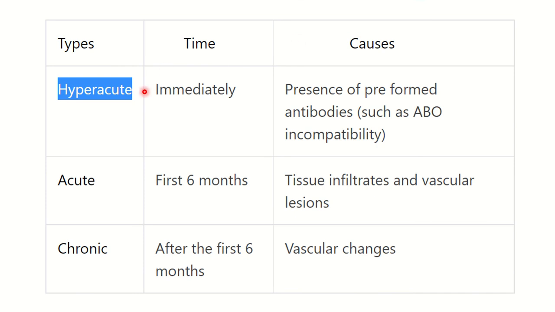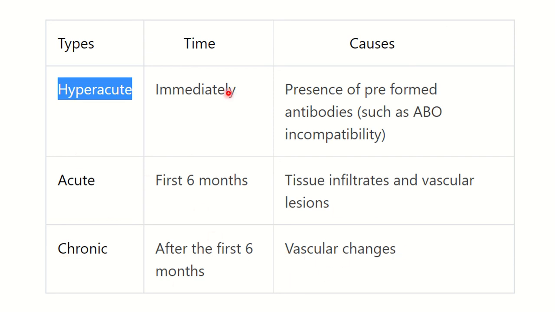So here we can see the types of graft rejection: hyperacute, acute and chronic. There are three types of graft rejection. In case of hyperacute rejection, it occurs immediately during the operation, and acute, it occurs within the first 6 months, and chronic, it occurs after 6 months of transplantation. Hyperacute rejection occurs due to preformed antibody such as ABO incompatibility or HLA incompatibility. Acute rejection occurs due to tissue infiltration and vascular lesion, and chronic, it occurs due to vascular changes.